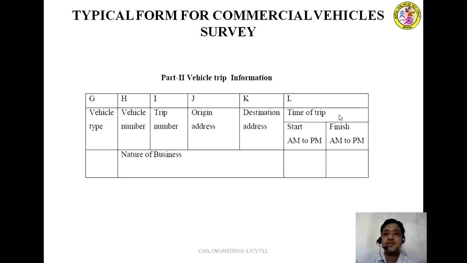Next is the time of trip. Where he is starting, for example, in the morning at 8 am if the journey is going to start. Next, if he is going to reach the destination by say 7 pm, then the start and end time period is to be entered correctly. It gives the journey period or time of trip with respect to origin to destination.